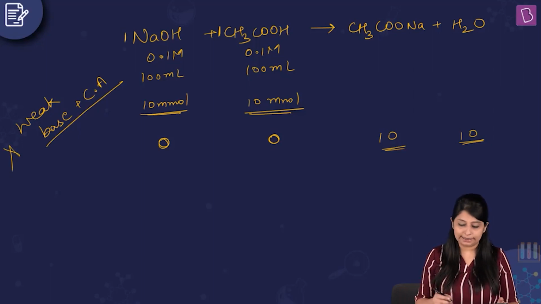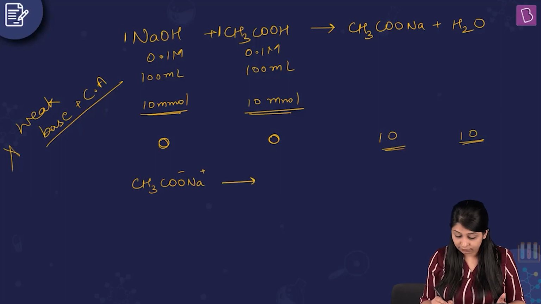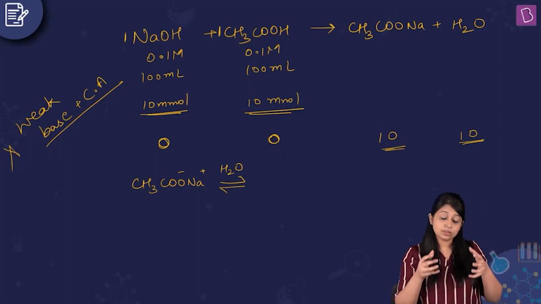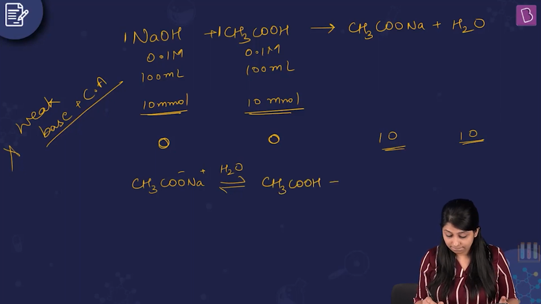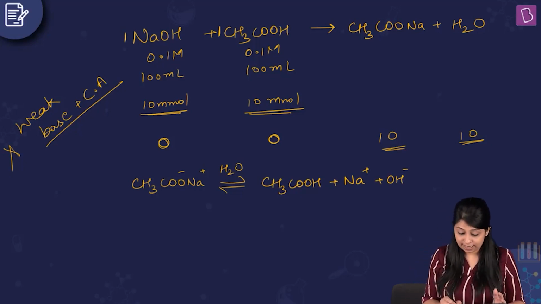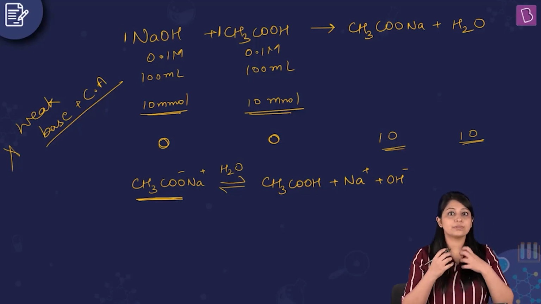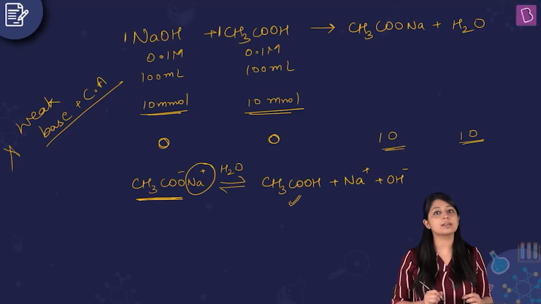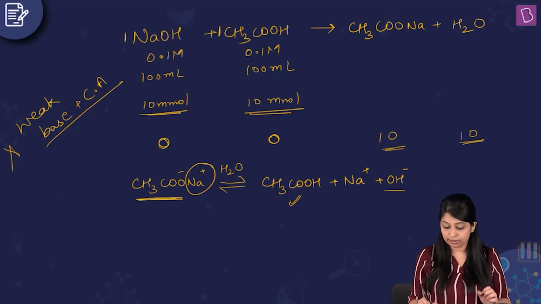But what exactly is happening here? Let's see. We have CH3COO minus Na plus, right? And we have water in the system also, right? So the salt actually reacts with water to give CH3COOH plus Na plus OH minus. Okay, so here what has happened? CH3COO minus has abstracted H plus from water to form what? Acetic acid. But the same has not happened for Na plus. Na plus has not abstracted OH minus from water to give NaOH.